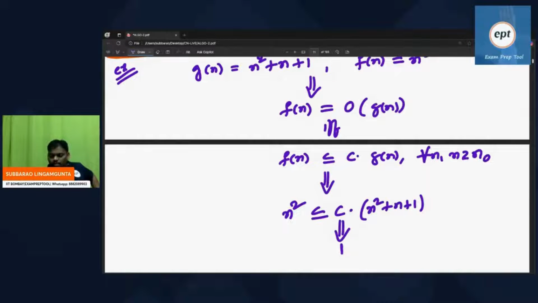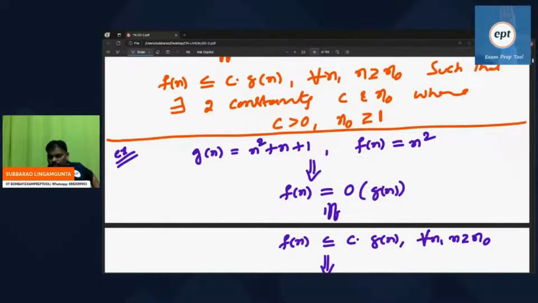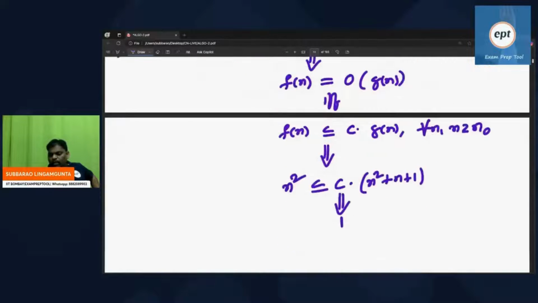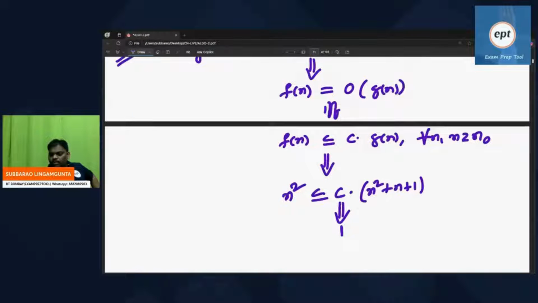But remember, C should be greater than 0. Greater than 0, you can take anything, so I can take 1 also. Big O notation is saying that the right should be greater. Please try to understand. Right should be greater, and it is already greater.